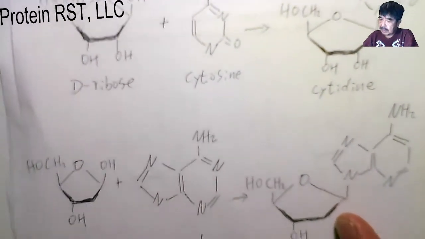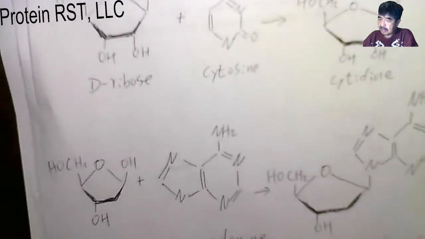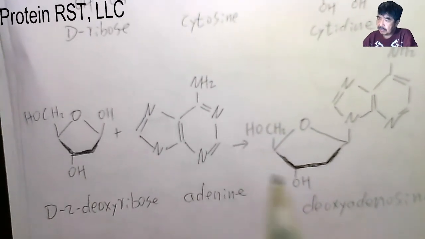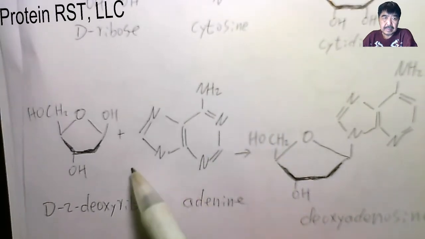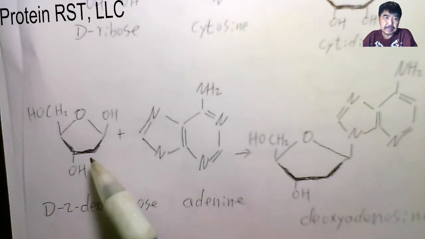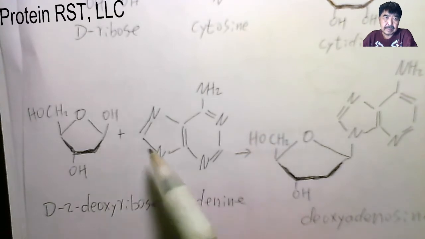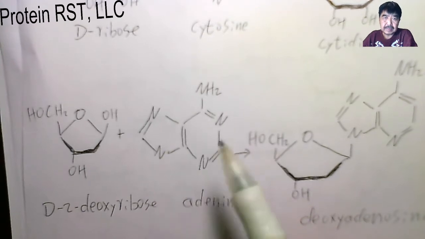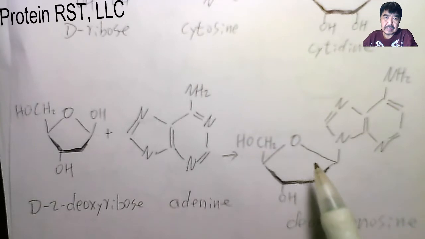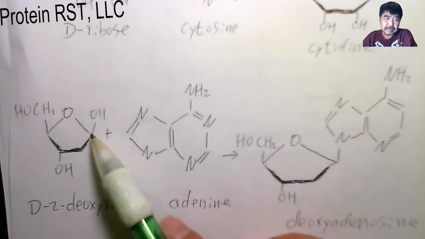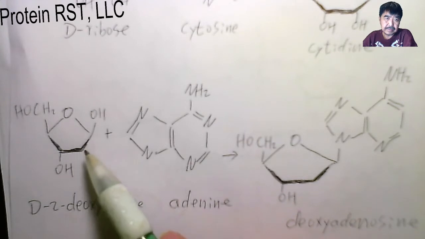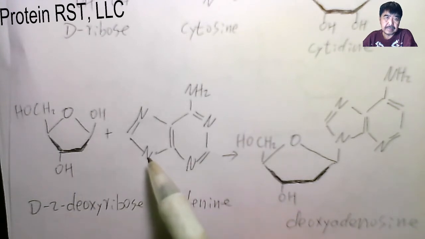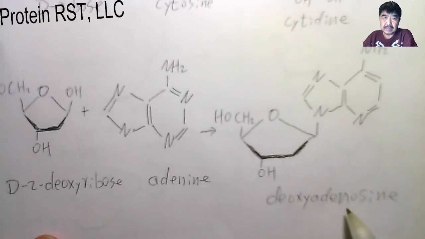The next one is adenine, a 2-ring base compound joined with the 2-deoxyribose. This is the C1'. This is the N9 position. Then they form the nucleoside by forming the bond between the C1 position of the sugar and the N9 of the base. And this is called deoxyadenosine.